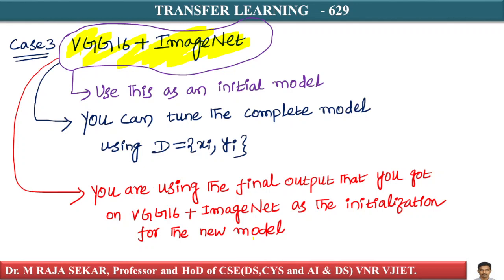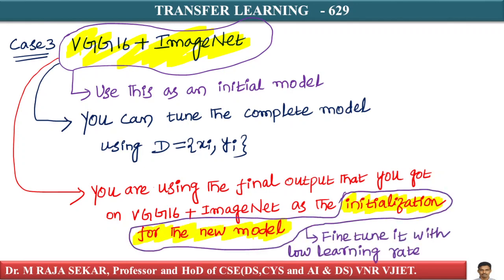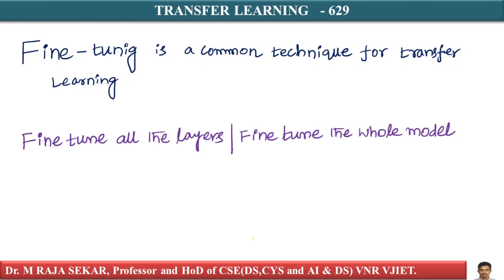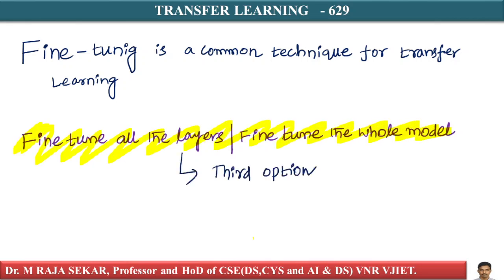When you fine tune, of course, you keep a low learning rate. Just keep a small learning rate. Fine tune all the layers. That is important, isn't it? Fine tuning the whole model here. That's the third option. We will see when to use what option.